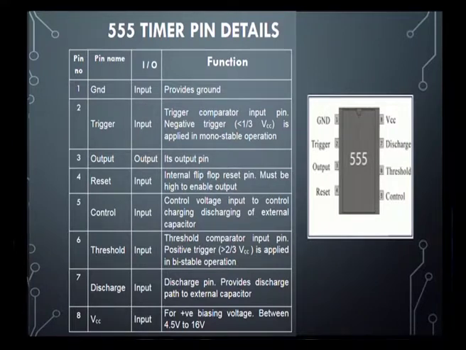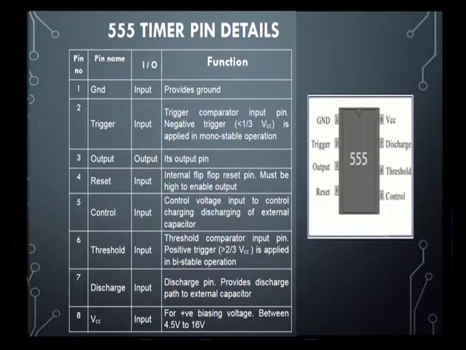Next is the third pin, output, that is an output type of pin, it will give us an output. Next is reset, the fourth pin, that is an input pin, the internal flip flop reset pin. The flip flop is also one of the components inside the IC. So, this will be reset with the help of pin number 4. Next is pin 5, the control pin, that is also an input type of pin. The control voltage input controls charging and discharging of the external capacitor.